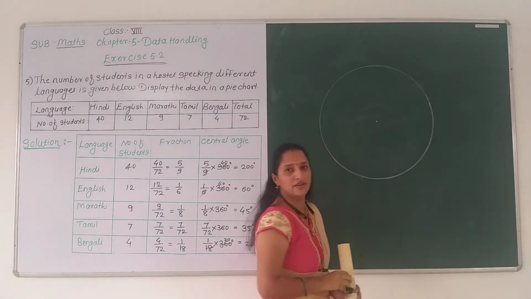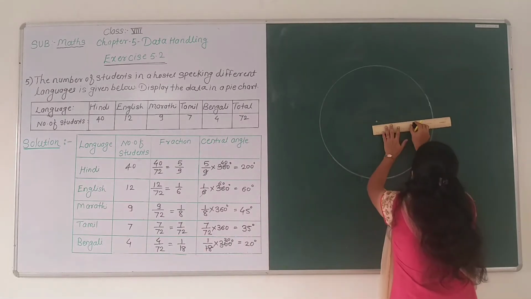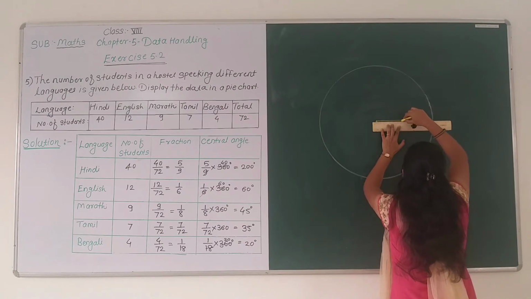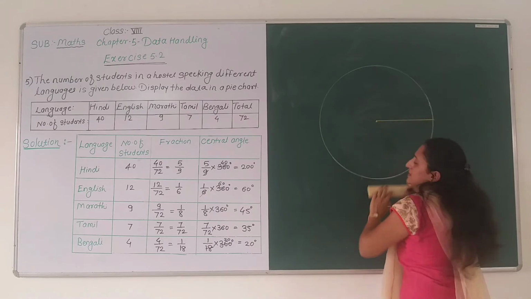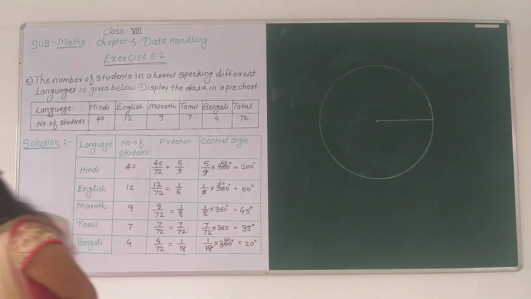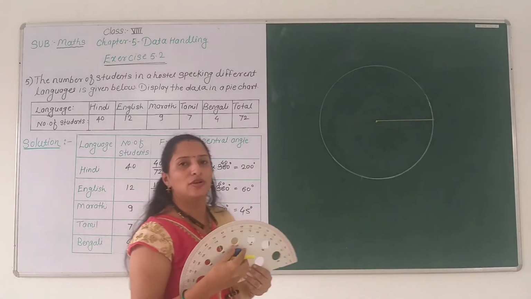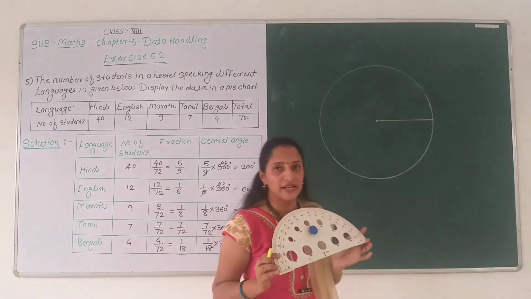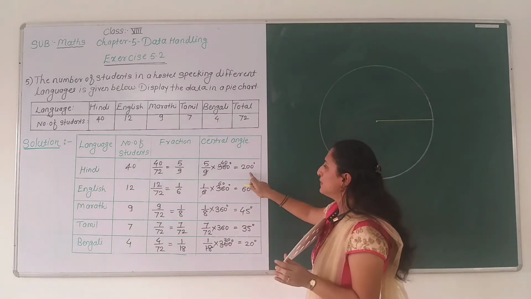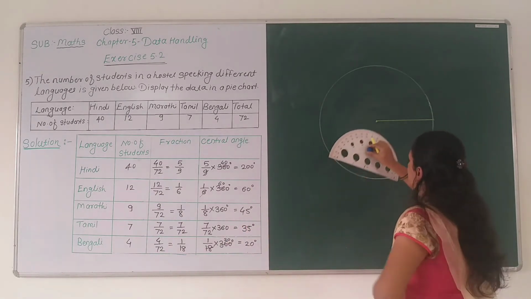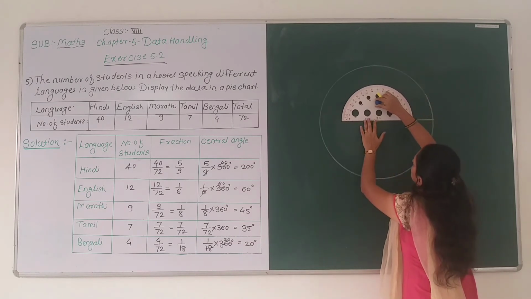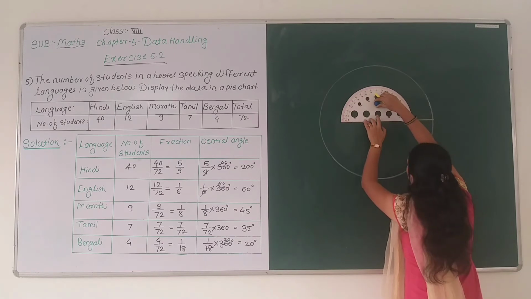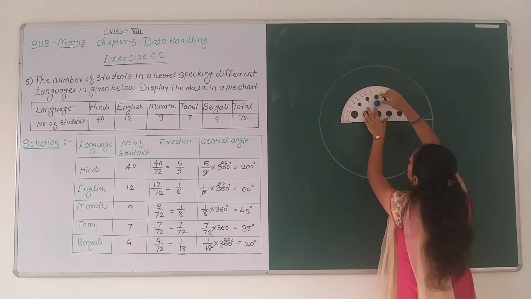The center of the circle is marked here, and draw any radius, which helps us to represent the data. Now everyone use the angle protractor and measure the angle. First we have to measure the angle of 200 degrees. Put the center of the protractor at the center of the circle and measure the angle.